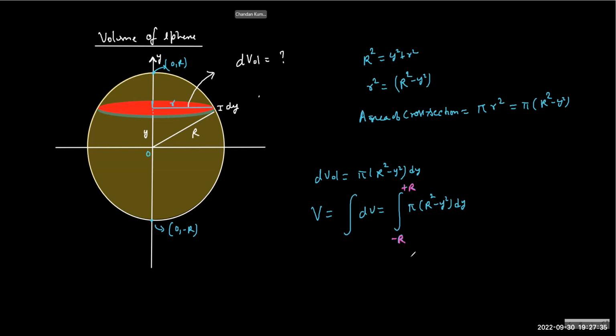Done. Very good. So how much are you getting? 4 pi capital R cube by 3. And this is exactly the formula for the volume of a sphere, right? 4 by 3 pi R cube. We all know this answer. So today you have derived it. Was it difficult? Maybe. I don't know. Was it easy? Maybe. Even I don't know.